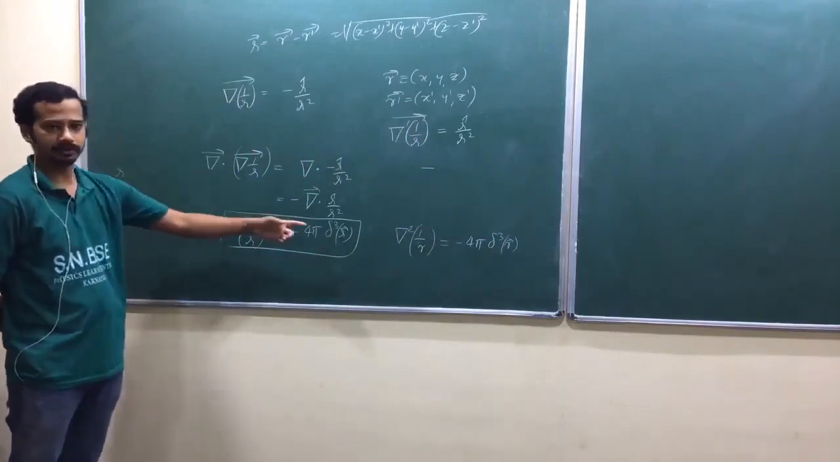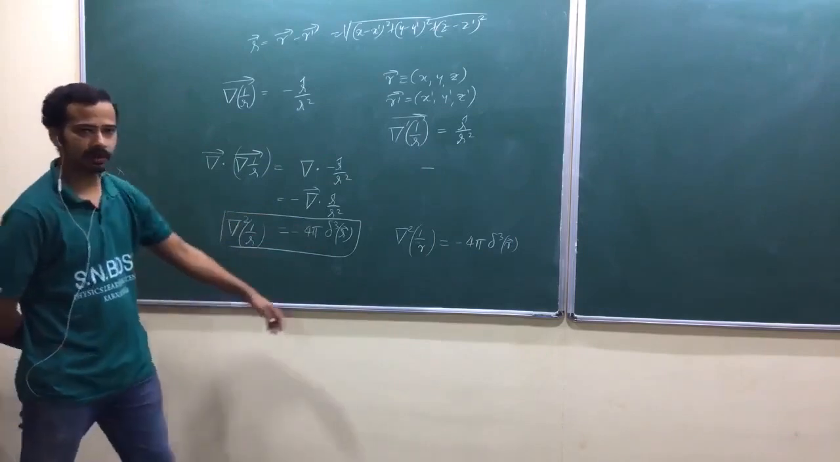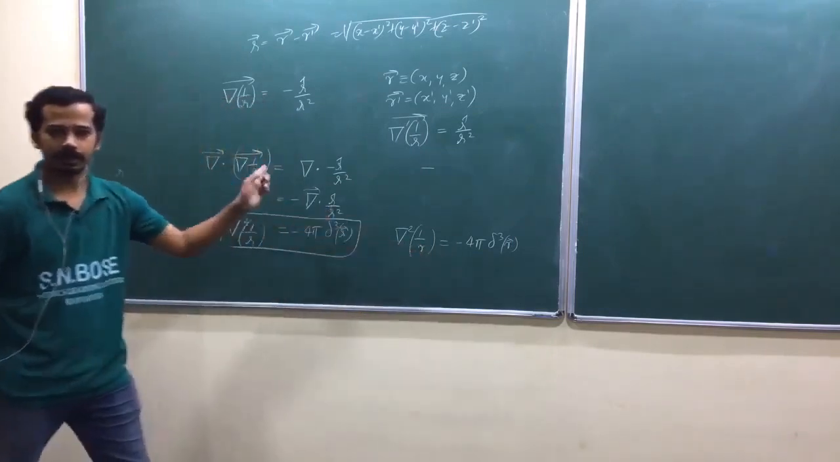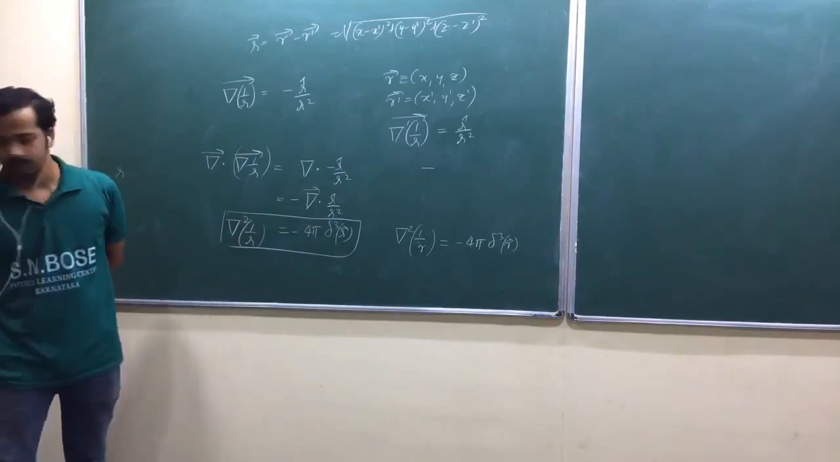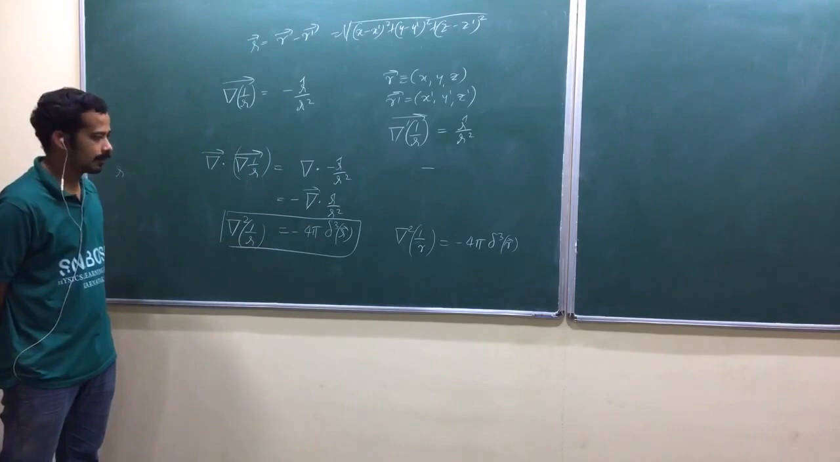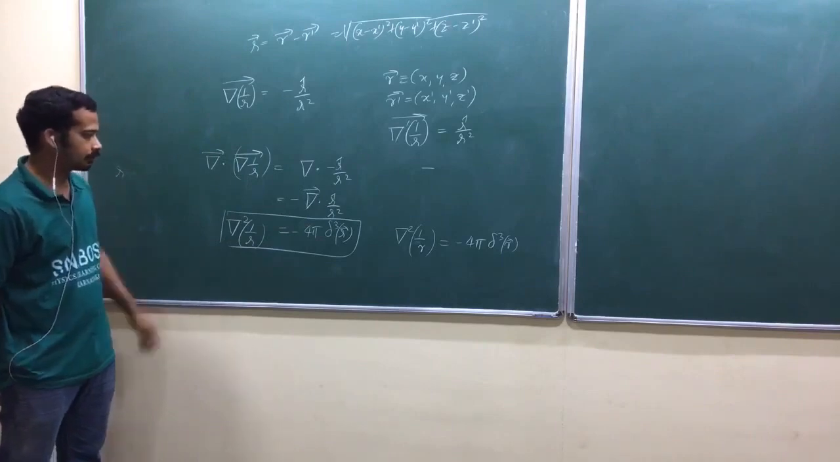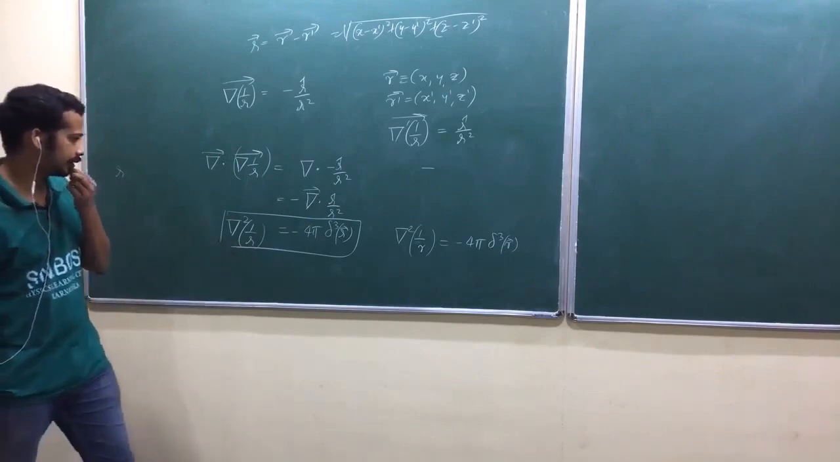Or start with this one, isn't it? So that was r cap by r square gradient minus r cap by r square. Again take one more derivative, divergence. So you will get this one. This is the most general one. Wait a second, I want to comment on something.